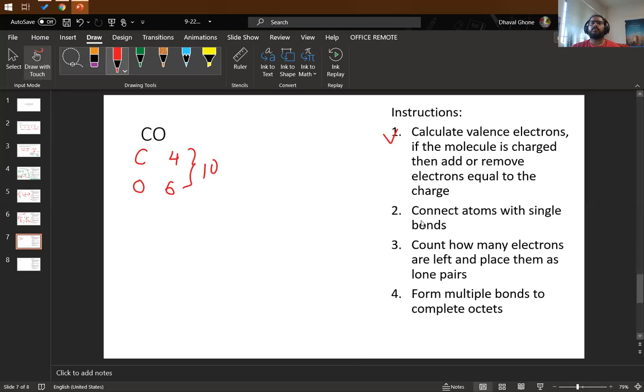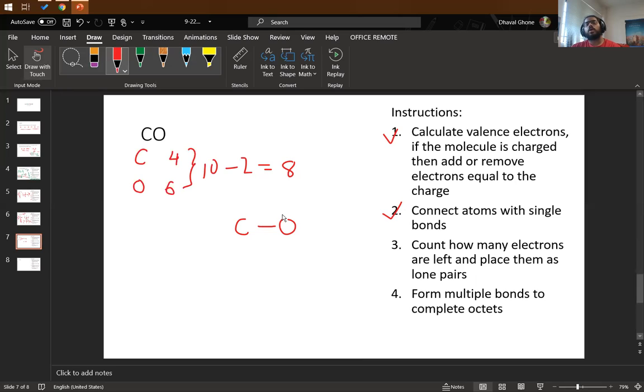Step 2 is connect the atoms with single bonds. There's no central atom in this, so I'm just going to draw a single bond over here. And by placing the single bond, I took away 2 electrons. And so I have only 8 left to be placed as lone pairs. So I'm going to count how many electrons are left, and then place them as lone pairs. And so I have 8, right?